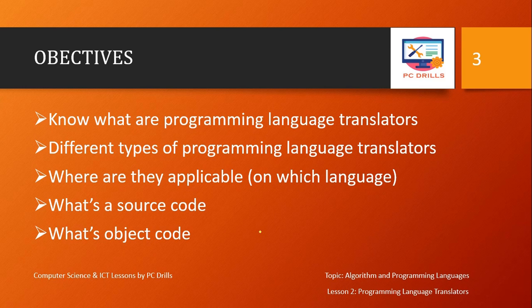So the objectives of this particular lesson are for you to know what programming language translators are, the different types of programming language translators, where they are applicable, and what a source code is and what an object code is.